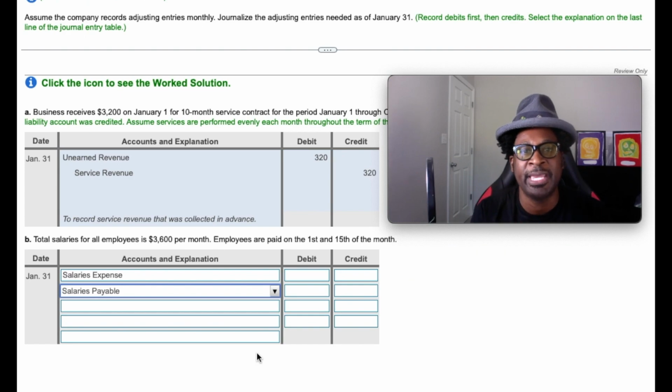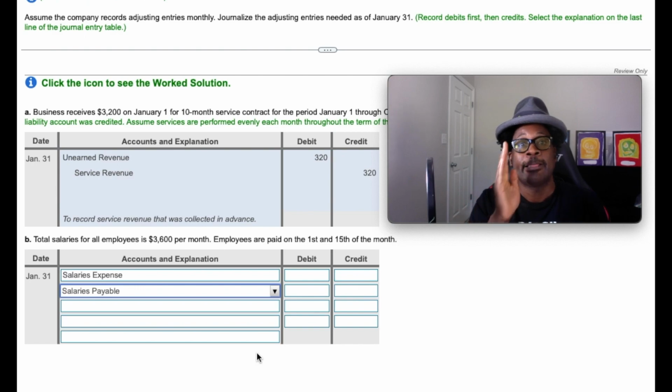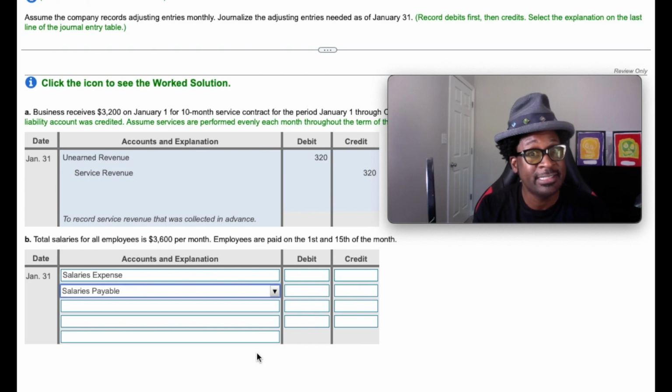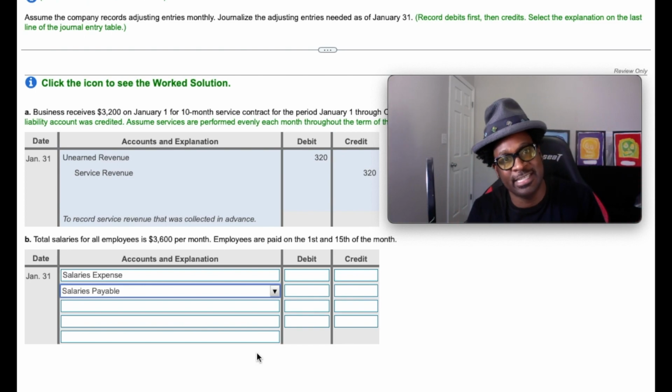The dates of payment. We know for this particular situation that the payments are made on the 1st and the 15th. Today happens to be the 31st, which means that the last time they were paid was on the 15th, which means that half of the total month hasn't been paid yet. It's going to be paid the following year on January 1st.